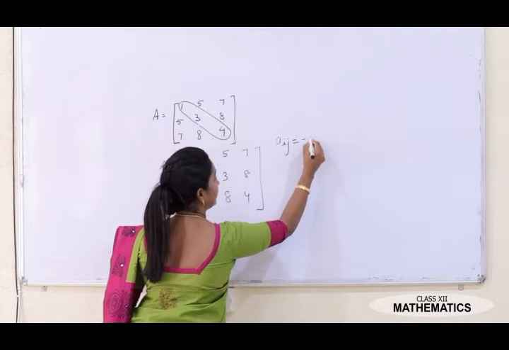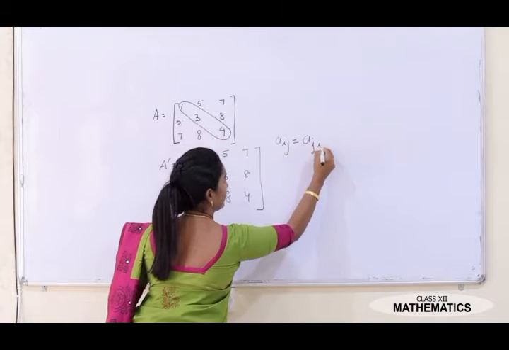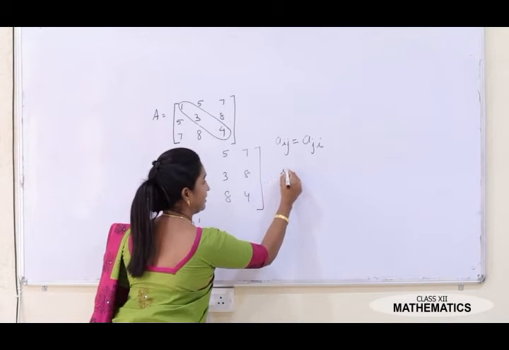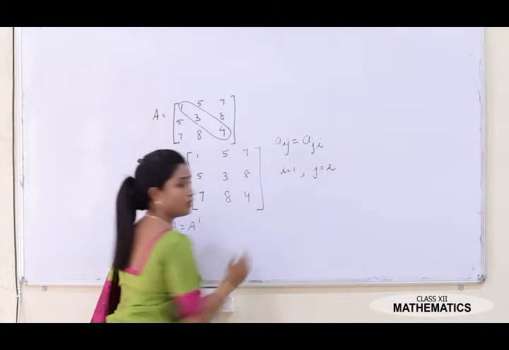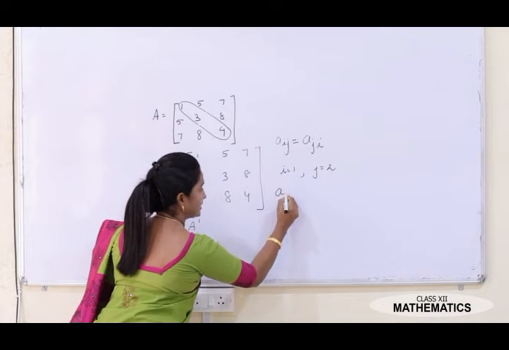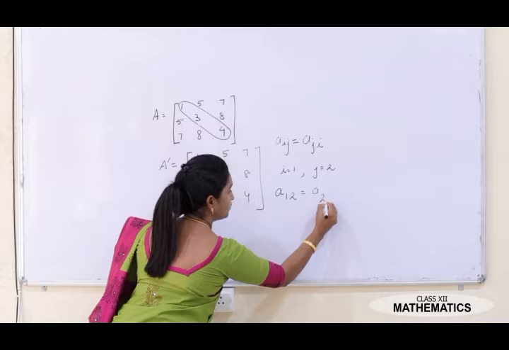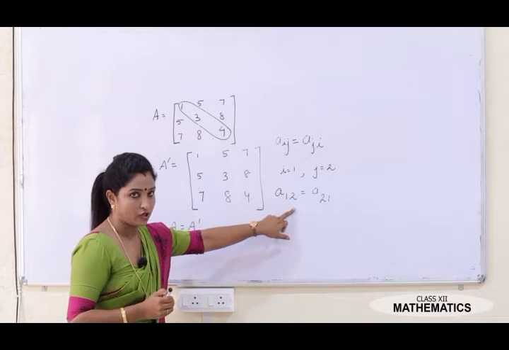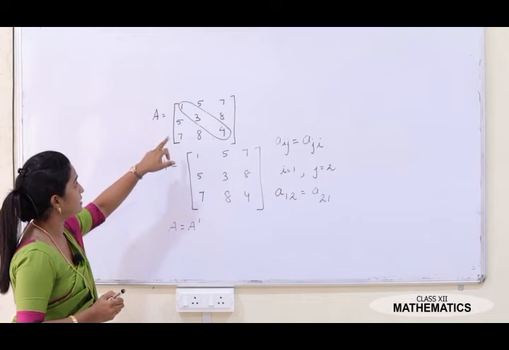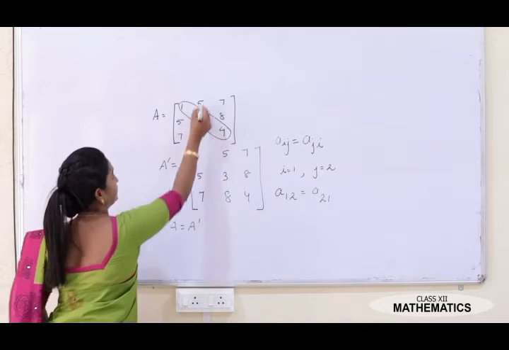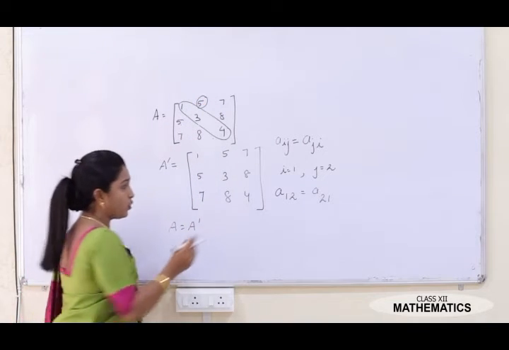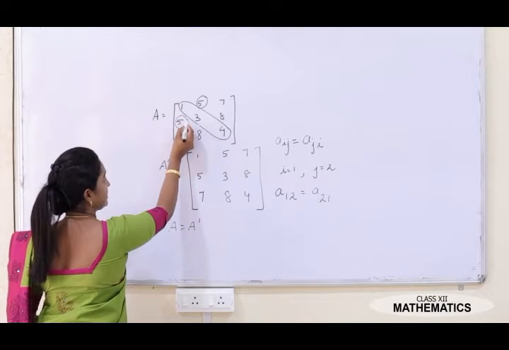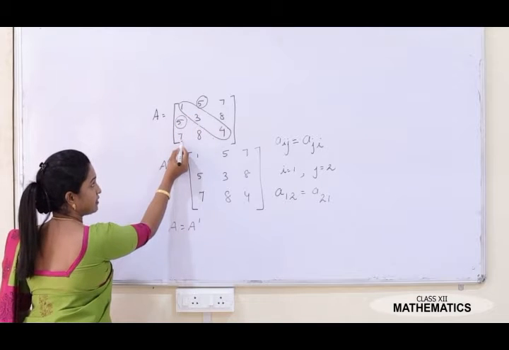Okay, that means the first condition for a matrix to be symmetric is Aij equal to Aji. How? Suppose I take i equal to 1 and j equal to 2. Then you can write A12 equal to A21. What is the meaning of A12? First row and second column. The element in the first row, second column is 5. What about A21? Second row and first column. The element is 5. See, both are equal. Again, 7, 7.